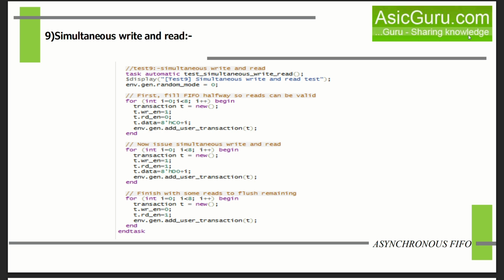Simultaneous write and read test. In the simultaneous write and read test, we make both write enable and read enable high at the same time. Now, in my case, I have written some data to the FIFO. Then we take another for loop where I make simultaneous read and write.